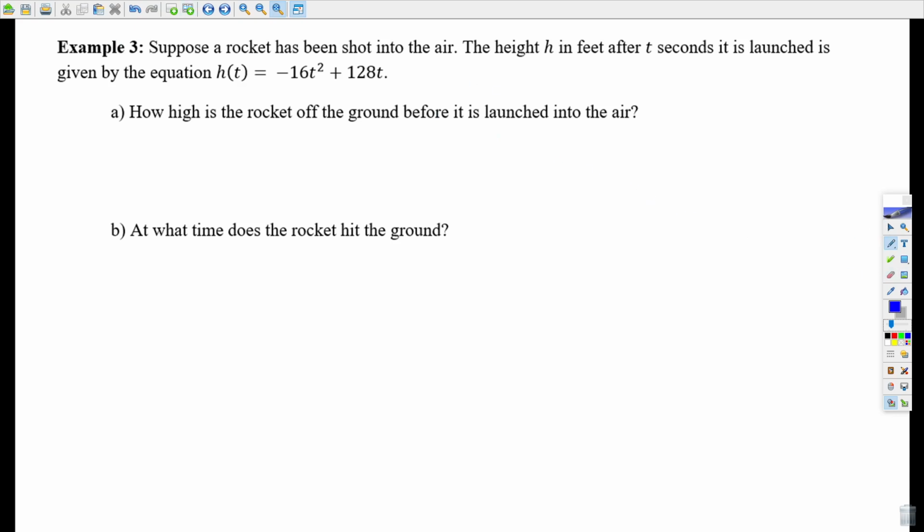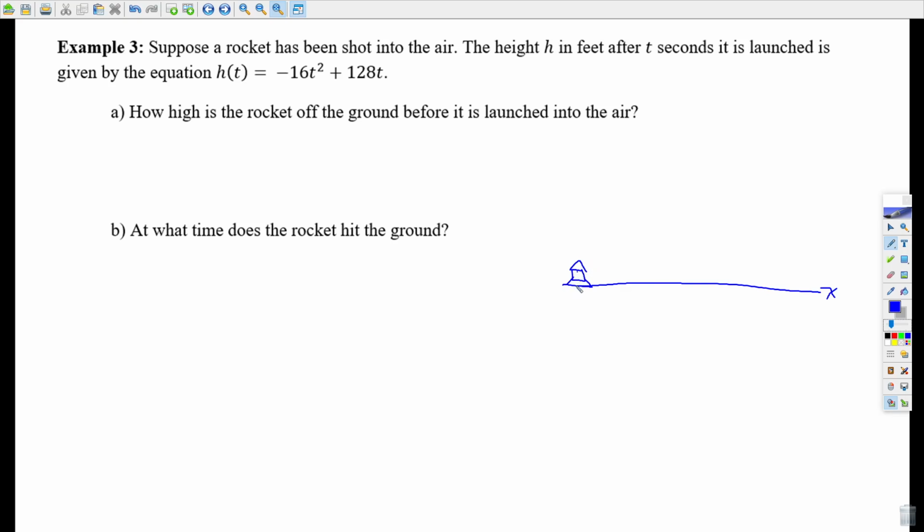So 3, suppose a rocket has been shot into the air. The height h in feet after t seconds that it is launched is given by the equation h of t, remember that's how you read this, equals negative 16t squared plus 128t. Okay, so let's just pretend that we have a rocket. I'm going to go ahead and draw the ground here. We're going to pretend the ground is like the x-axis, and then we're going to pretend that we have a rocket over here. So here's the rocket.